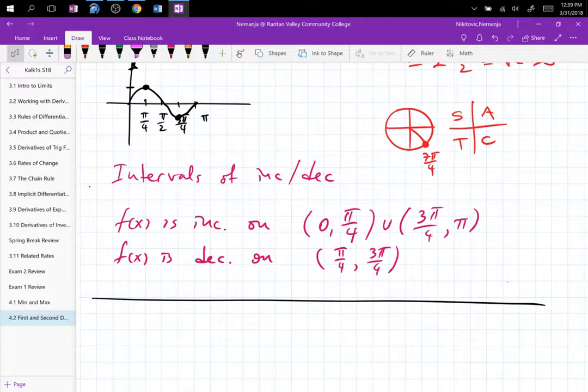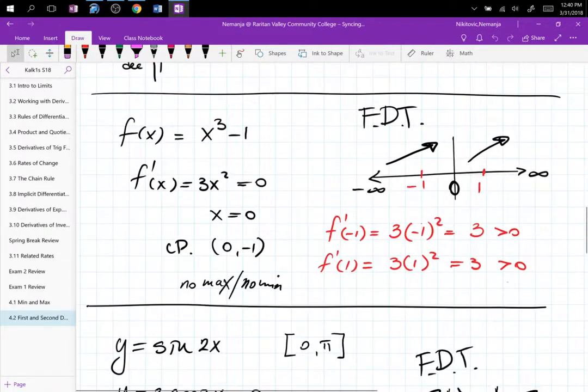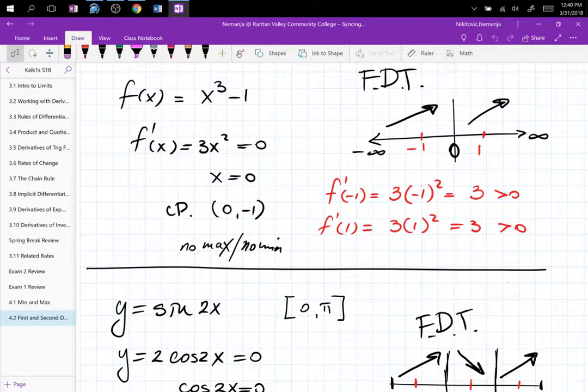So now we have to go back to every single problem we had before and actually write the answer. I didn't write the answer for any of the questions I did before. So here we go. I go back over here. And I have to say f of x is increasing on negative infinity to infinity. It's increasing on the entire domain. That's the answer. And if you draw x cubed, you know it's increasing everywhere.